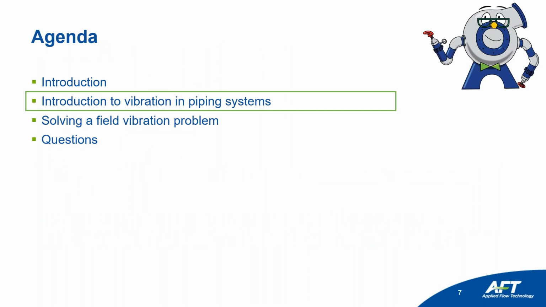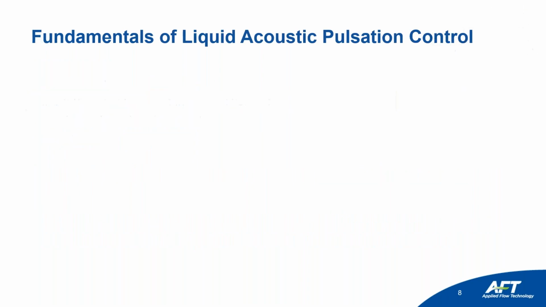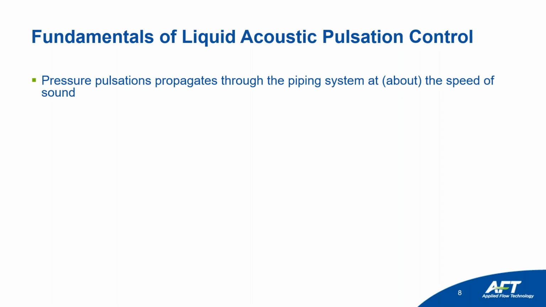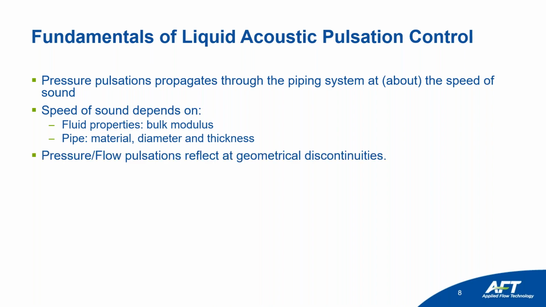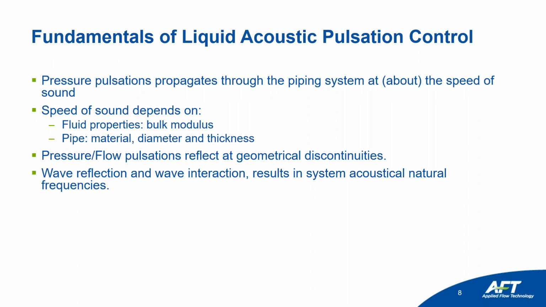So let's talk about vibration in piping systems. Pressure pulsation propagates through the piping system at about the speed of sound. Speed of sound depends on fluid properties, bulk modulus, pipe material, diameter, and thickness. Pressure and flow pulsations reflect at geometrical discontinuities. Wave reflection and wave interaction result in system acoustical natural frequencies.